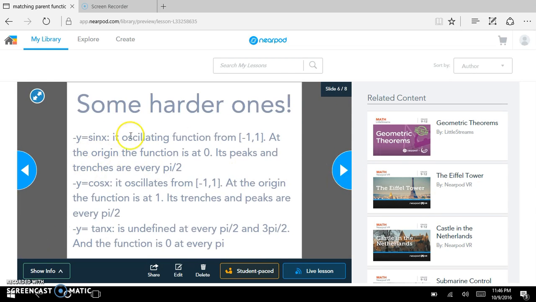And this is a review of the harder trig ones. They just need to focus on how it oscillates, and the origin of the function is at 0, and the same for this one, it oscillates and the origin of the function is at 1. And for this one, how it's undefined at every pi over 2 and 3 pi over 2, and the function is 0 at every pi.